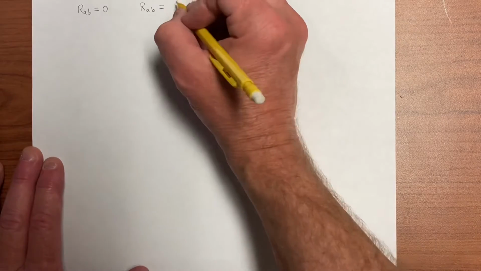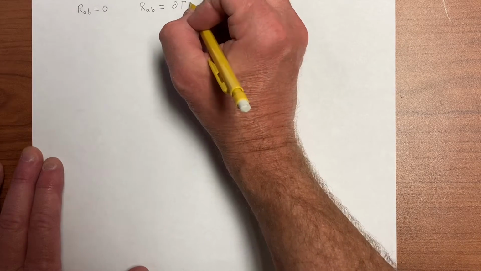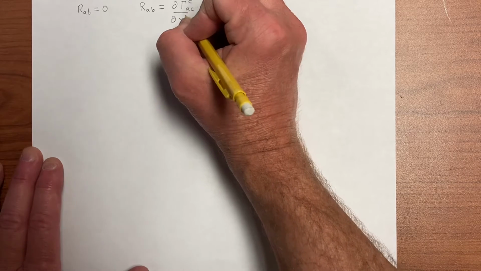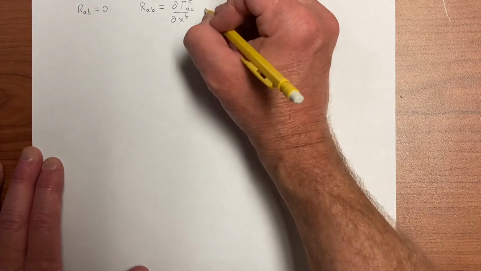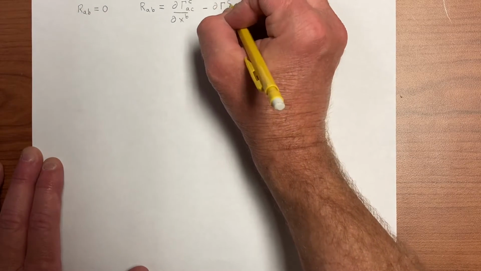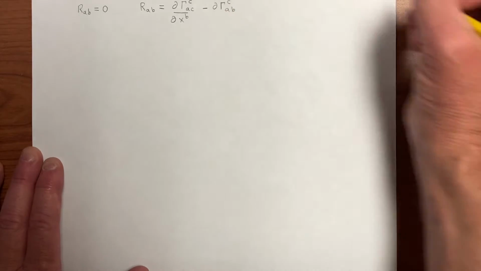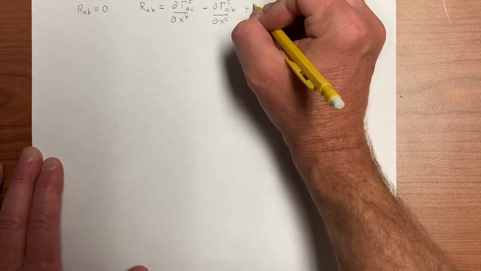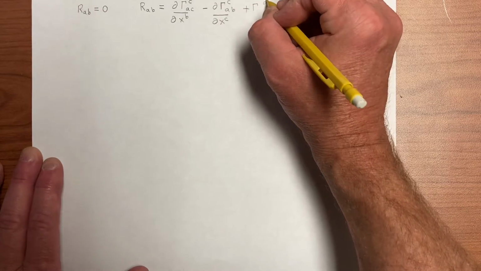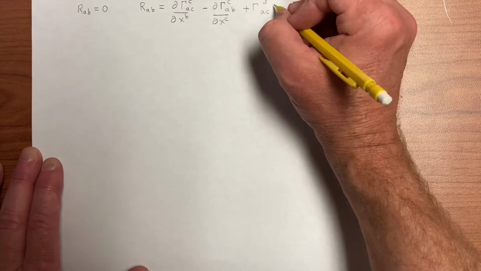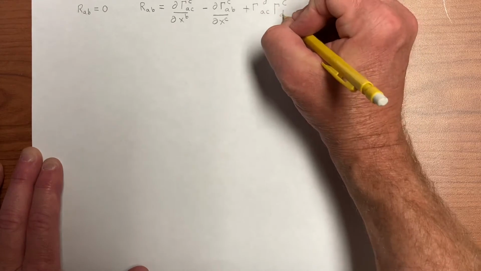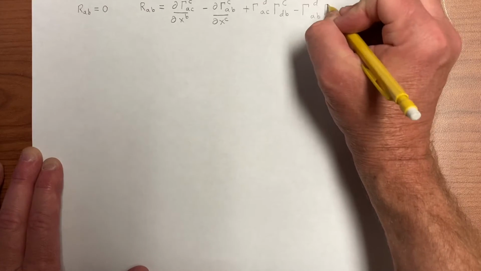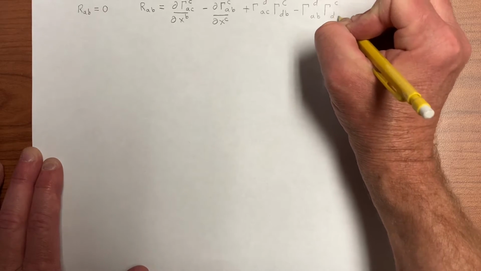R_AB is derivatives of the connections, Γ^C_AC in the coordinates x^B, minus Γ^C_AB in x^C, plus Γ^D_AC Γ^C_DB minus Γ^D_AB Γ^C_DC.